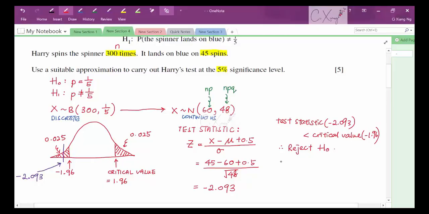So what is the meaning when we reject the null hypothesis? It shows that there's enough evidence to show that the spinner is biased, right? Okay, so this is the complete steps of how we carry out the hypothesis test on the proportion.